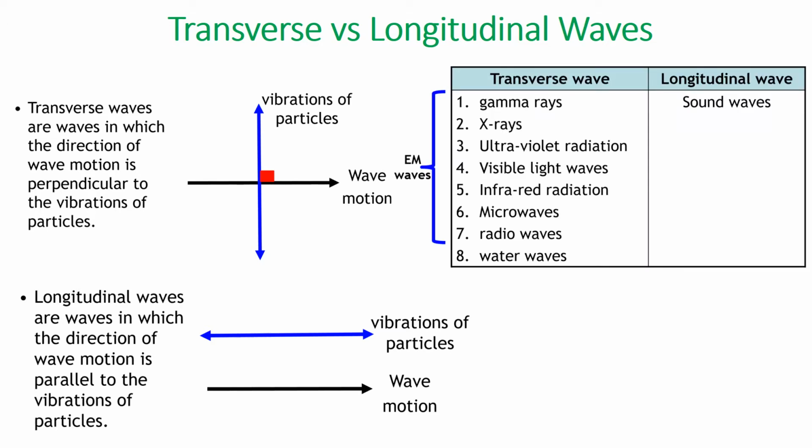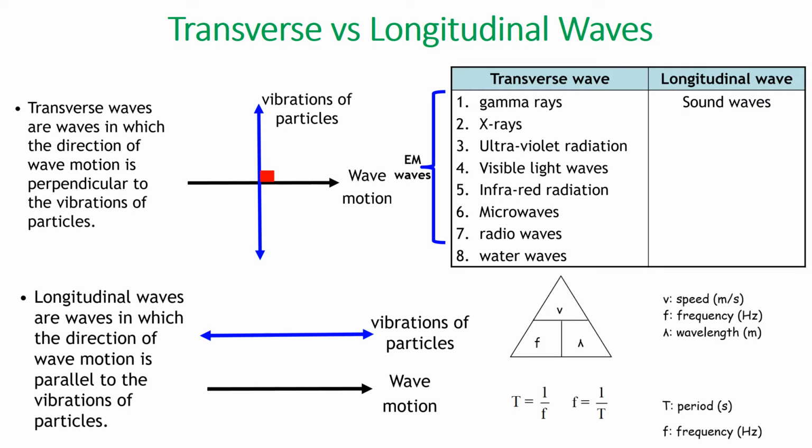What are some examples of transverse and longitudinal waves? Sound wave is the only example of longitudinal wave that you learn. Transverse waves: all the 7 electromagnetic waves, gamma rays, X-rays, ultraviolet radiation, visible light, infrared rays, microwaves, radio waves, as well as water waves. All these 8 waves are examples of transverse waves.